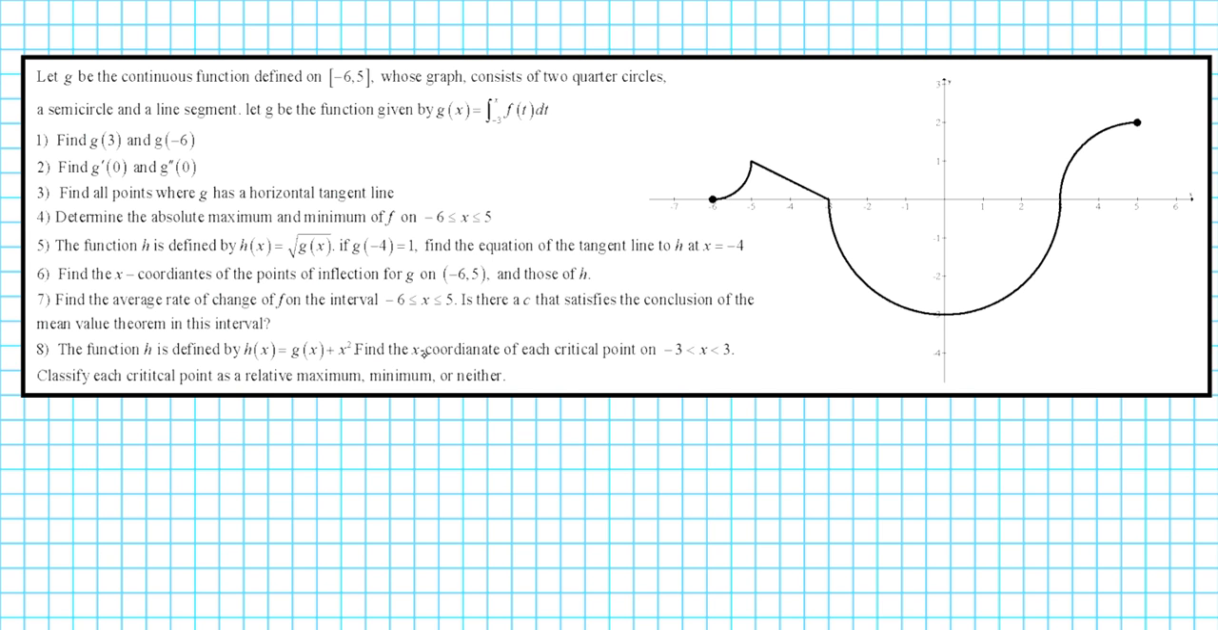All right, let's take a look at problem number 6. For 6, we're to find the x-coordinates of the points of inflection for g on the interval -6 to 5 and those of h on the same interval.